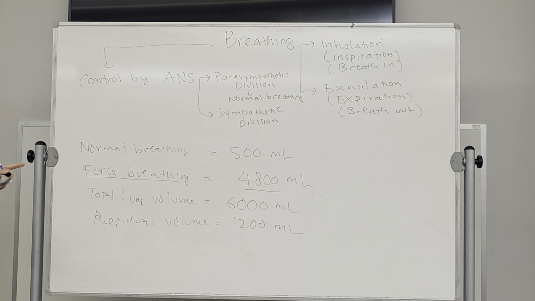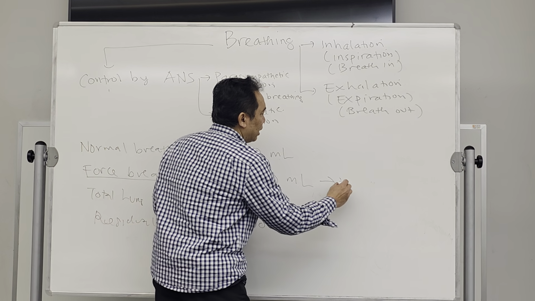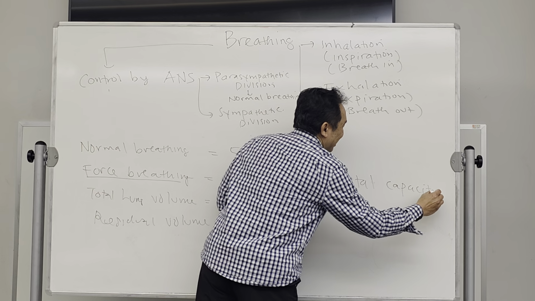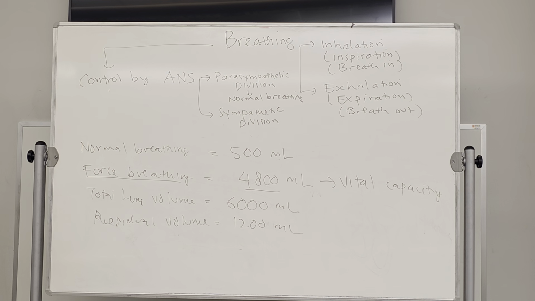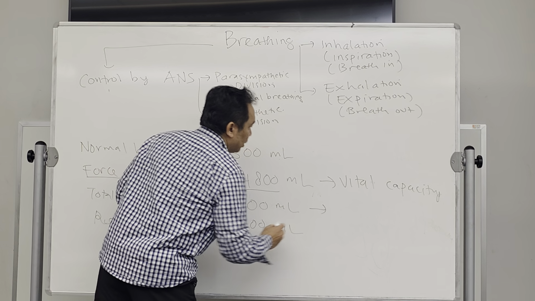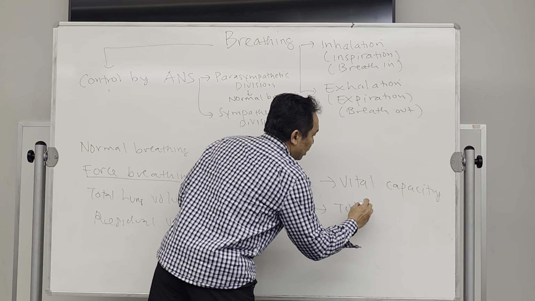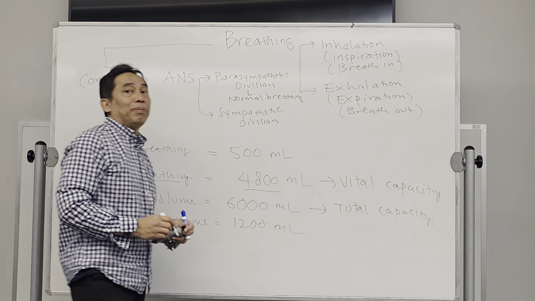The forced breathing is 4,800, and this is also known as the vital capacity. As you know, the highest volume of air that we can exchange is called the vital capacity. The total lung volume is also known as the total capacity of the lung. This is for normal people.